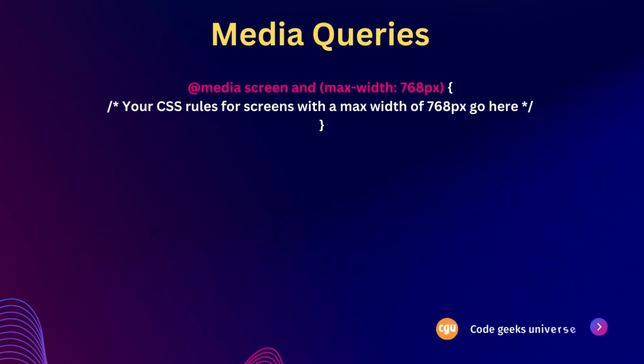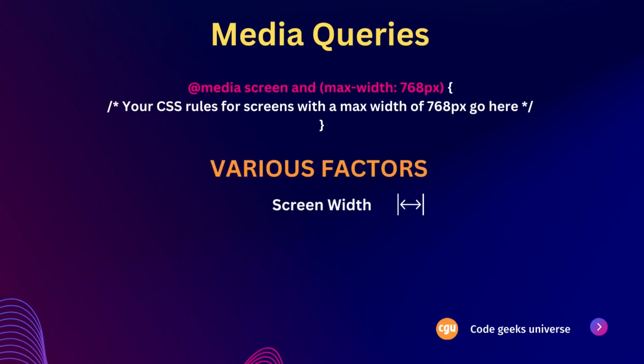Now, how does this magic happen? Media queries are the secret sauce behind responsive web design. These queries let you apply different CSS rules based on various factors like screen width, height, or device orientation. They are like commands that tell your website how to behave under different conditions.